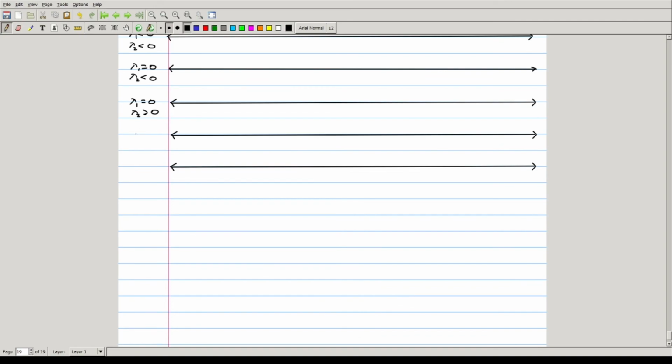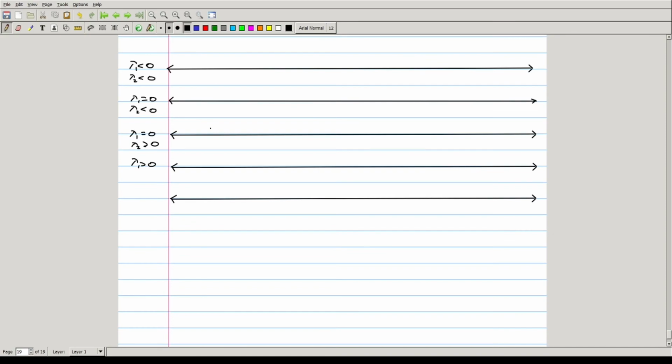And lastly, we have to look at when lambda 1 is positive and lambda 2 is negative. And when lambda 1 is positive and lambda 2 is positive. Oh, and I'm forgetting one. We also need to look at when lambda 1 is negative and lambda 2 is positive.